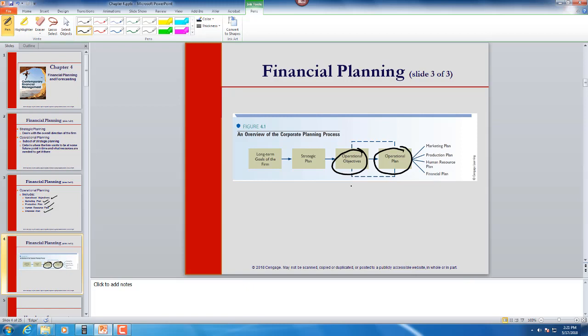So all this is an overview. That means this is a continuous process. It's not a singular process where you decide, okay, this is what we want to achieve and that's it. No, this is a continuous process because things keep changing in the industry. So your marketing, your production, your human resources, your financial plan need to adjust to meet the operational objectives so they can achieve the strategic long-term goals of a firm.